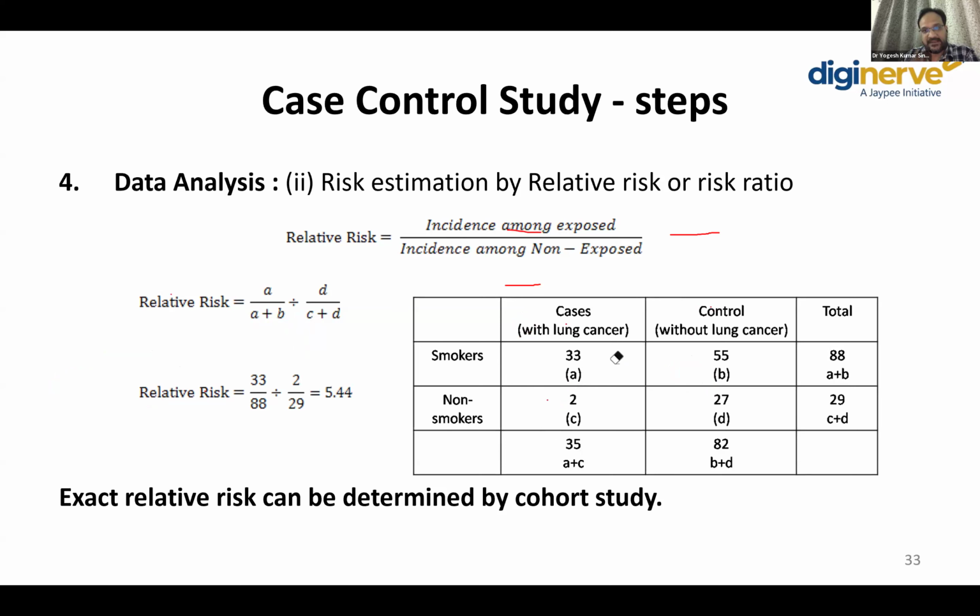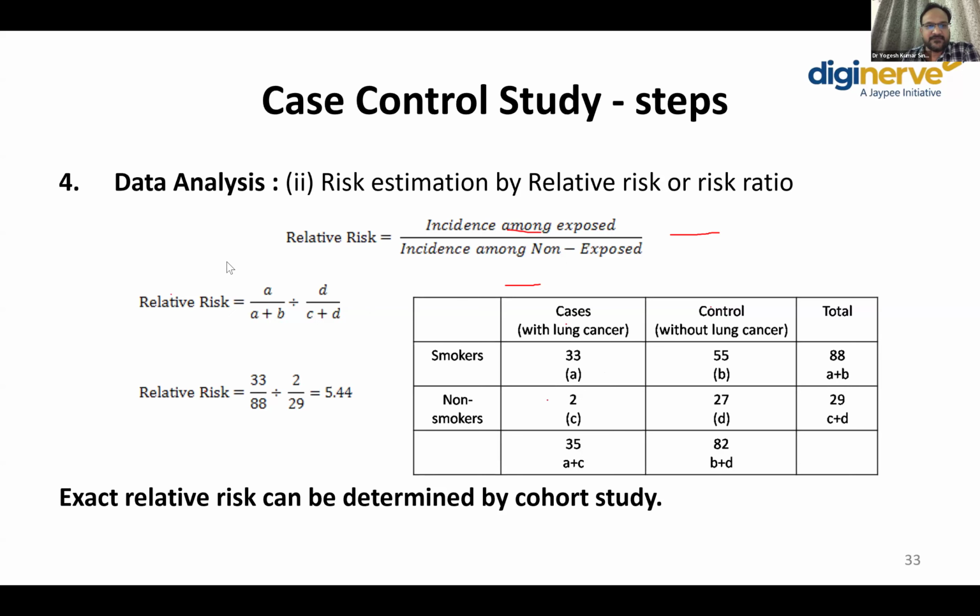33 cases among the exposed; the total number of the exposed group is 88. Out of these 88, we have 33 cases. So 33 by 88 is the incidence among the exposed. And in the non-exposed, the non-smokers, 2 cases out of 29. So 2 by 29 will be our incidence among the non-exposed. We calculate 33 by 88 divided by 2 by 29, so it is 5.44. But the exact relative risk we can determine only in a cohort study.